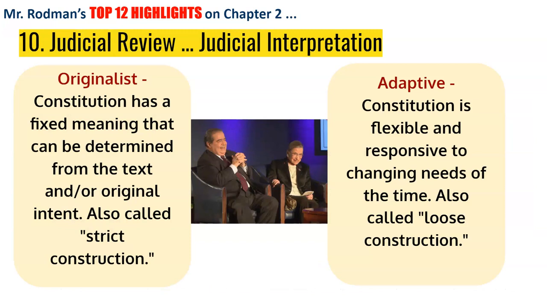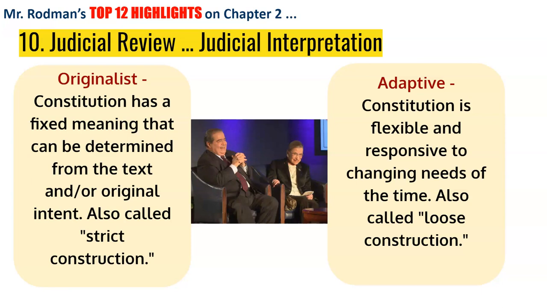One other thing to note on this judicial interpretation conversation is the idea of an originalist versus an adaptive, or a strict constructionist versus a loose constructionist. Antonin Scalia was a good example of an originalist. The Constitution has fixed meaning, it doesn't change over time. What it says is what it is, essentially the originalist interpretation. We see him there with Ruth Bader Ginsburg, who recently passed away, and she was more of an adaptive or a loose constructionist. Antonin Scalia was more of a conservative, Ginsburg more of a liberal.